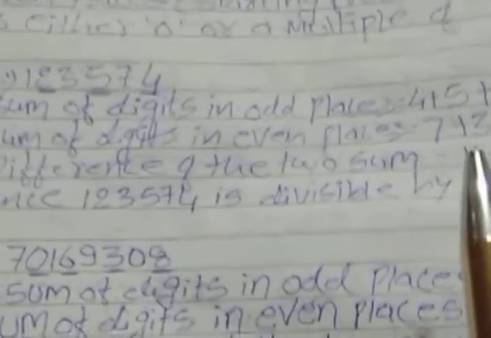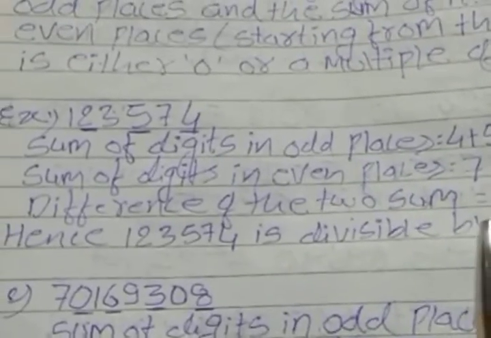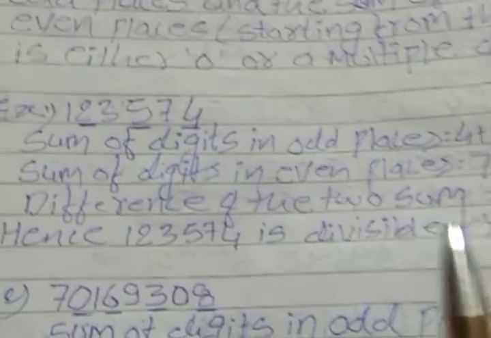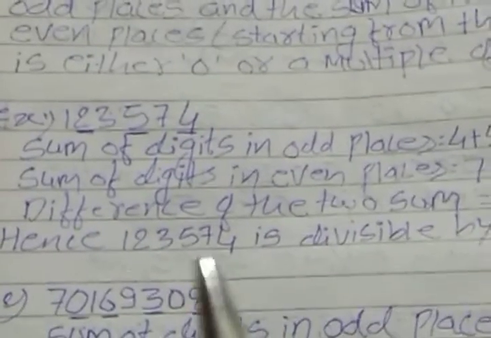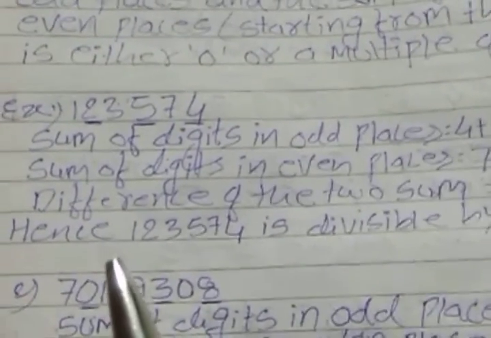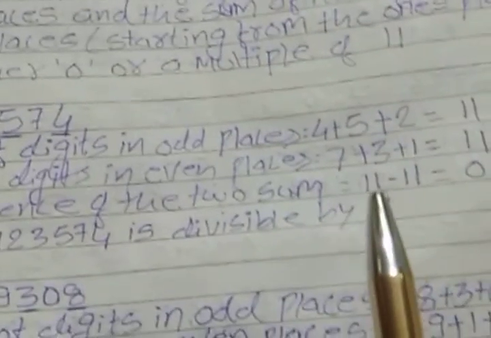Now what we have to do? We have to subtract the odd places value minus the even places value. So the difference is 11 minus 11. What is the answer? 0.